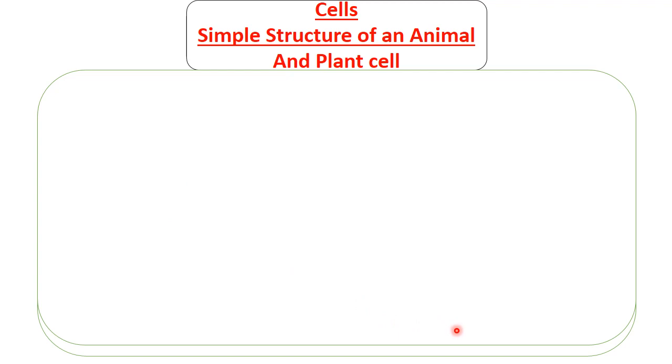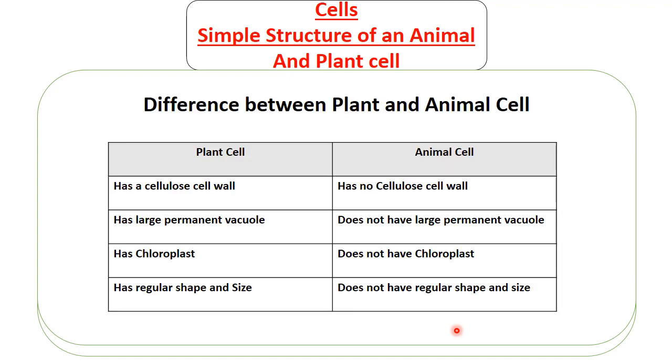Let's tabulate these differences so that we've got a reference. The first one is on the left, by the way, it's plant cells. On the right, animal cells. So the one that we have discussed is the cell wall. Plant cells have got a cellulose cell wall. What this cellulose means is this structure is made of a compound called cellulose. Well, an animal cell doesn't have this. Also, a plant cell has got a large permanent vacuole. Well, an animal cell does not have a large permanent vacuole.